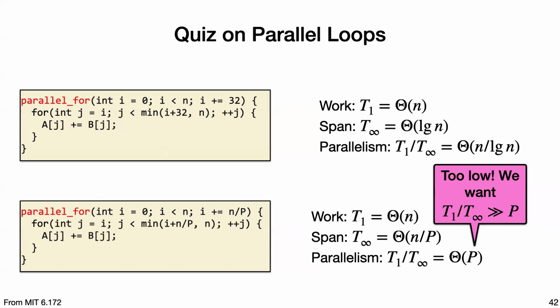Why is span n over p? Good, because this outer loop has p iterations, each one is going up n over p, so it has p iterations outside, and then the number of iterations of each of these inner parts is n over p. So this is a serial for. It has length n over p, so the span of just this part, ignoring the outer parallel for, is n over p, because this is a serial for. Answer the question?